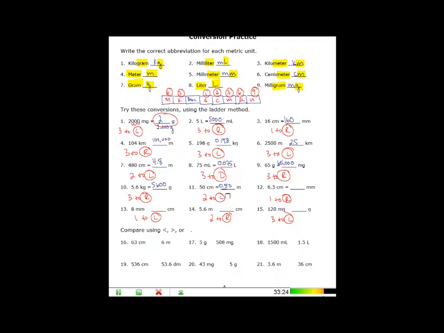Number 11, I'm going to rewrite this so it's a little clearer, 0.50. Number 12, 63. Number 13, 0.8. Number 14, 560. And number 15, 0.120.